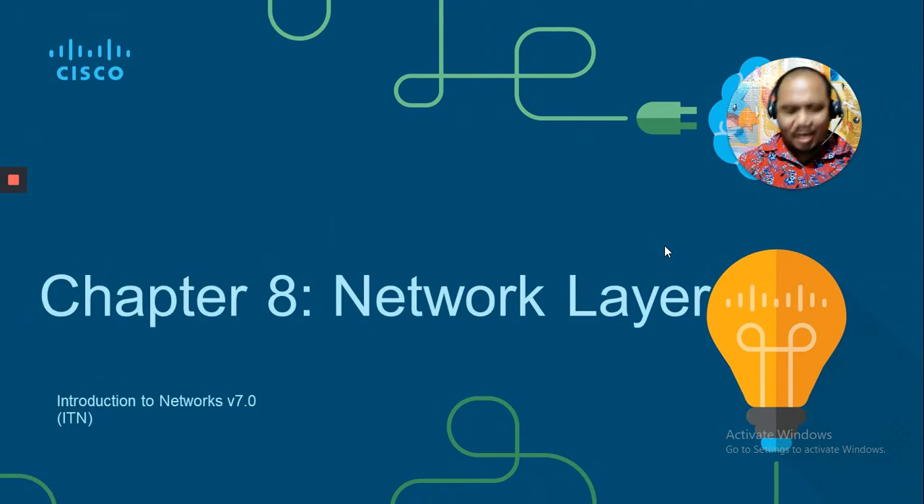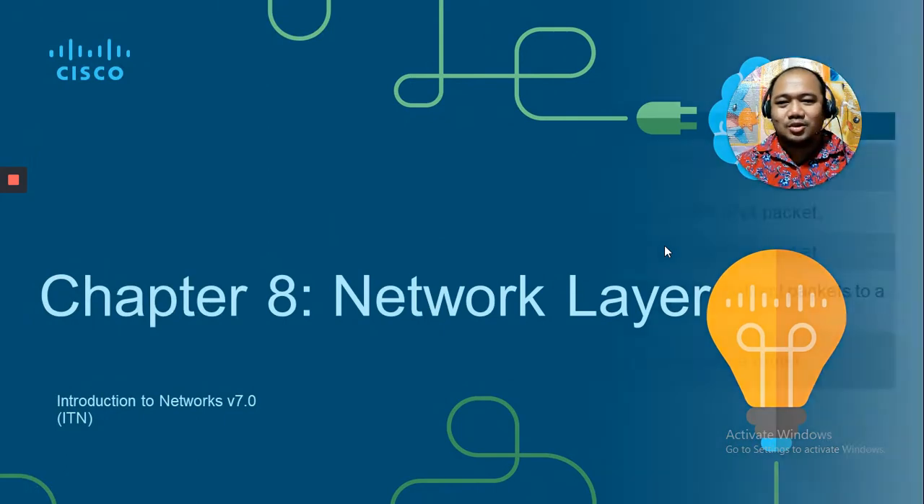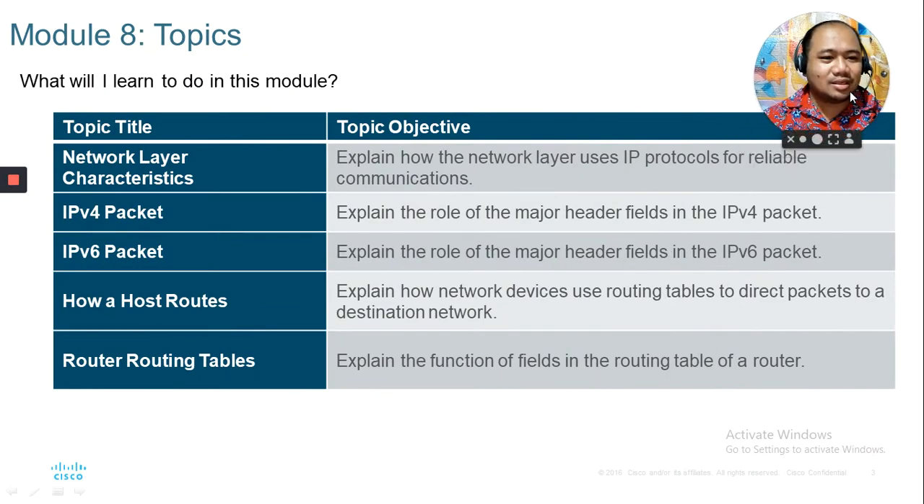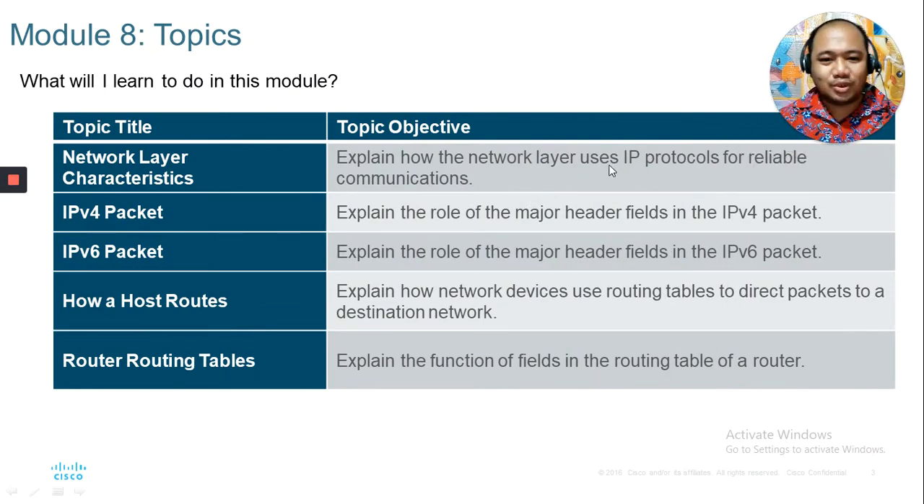Under Chapter 8, our discussion will be the network layer. Before that, we discuss the module objectives. First, explain how the network layer uses IP protocols for reliable communications. Explain the role of major header fields in both IPv4 and IPv6 packets. Explain how network devices use routing tables to direct packets to a destination network. And lastly, explain the function of fields in the routing table of a router.